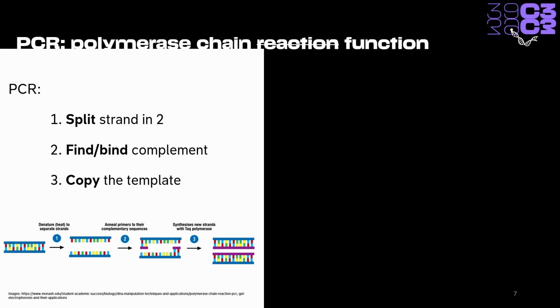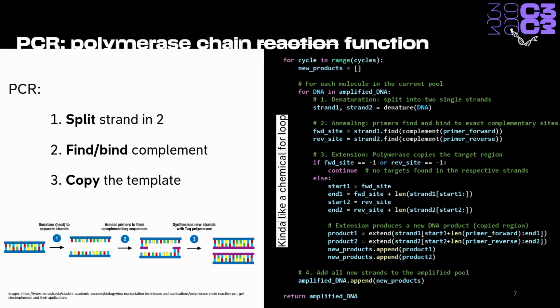And the reaction runs either until the reagents are depleted, or more typically, we define a number of cycles we go through. And so you can kind of understand this like a chemical for loop that just loops through these cycles and then copies all the DNA strands that match the primer regions.